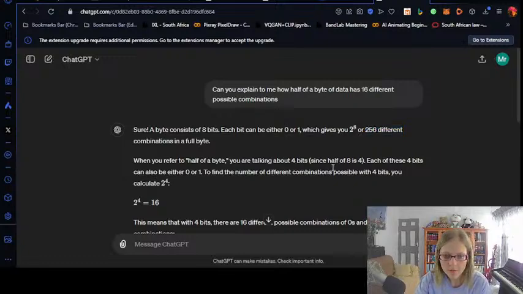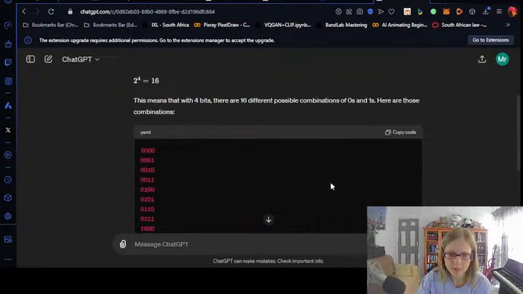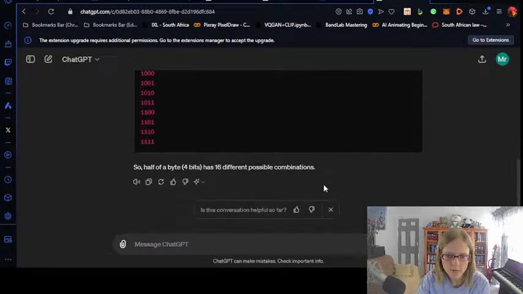When you refer to half a byte, you are talking about 4 bits. Each of these 4 bits can also be a 0 or 1. To find the number of different combinations possible with 4 bits, you calculate 2 to the power 4, which is 16. This means that with 4 bits, there are 16 different possible combinations of zeros and ones. Here are those combinations.